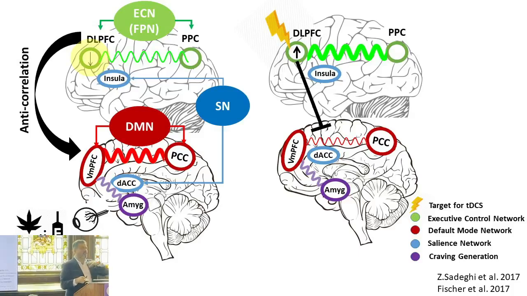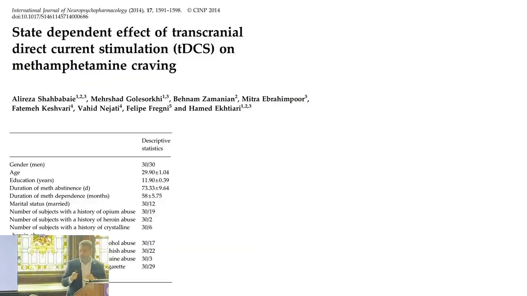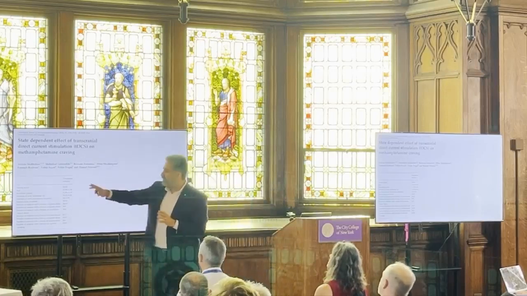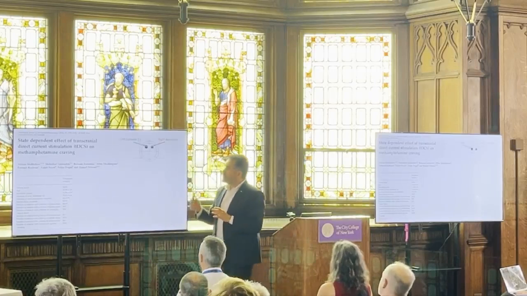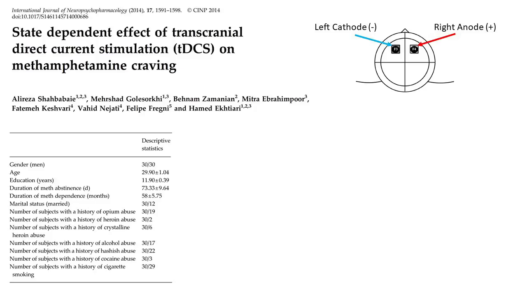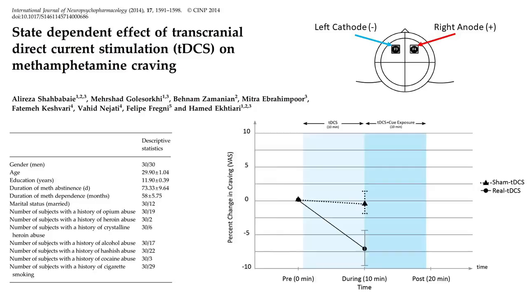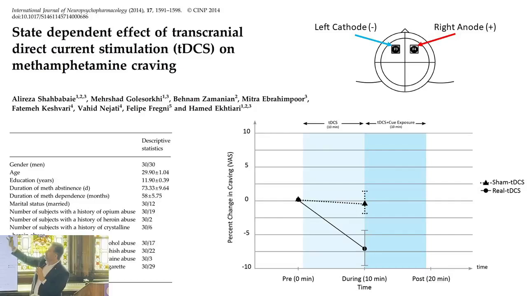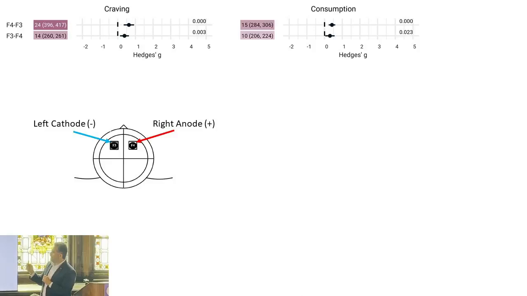But going to the other side of this stimulation, we can also think about DLPFC as just a single target for stimulation. So this is one of the first studies that we worked on in this area, one of the first studies in methamphetamine use disorder. 30 participants with a crossover design. So we targeted right anodal and left cathodal stimulation, and we showed that we can basically decrease the level of drug craving doing F4, F3 stimulation with tDCS.